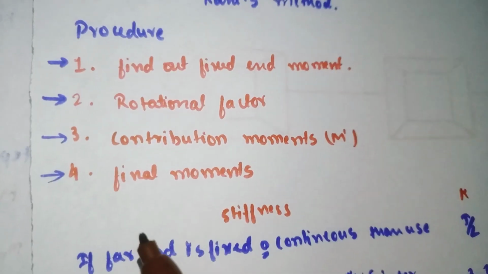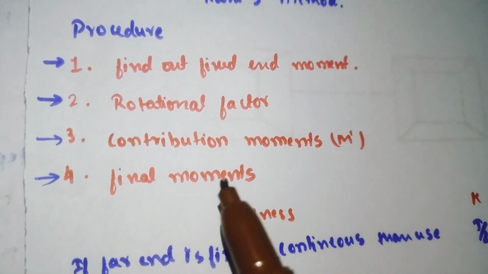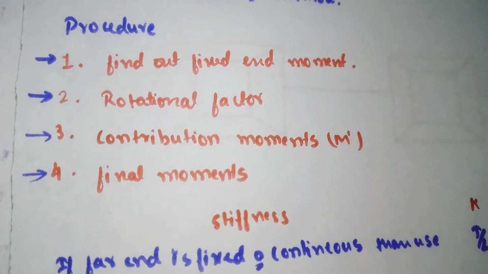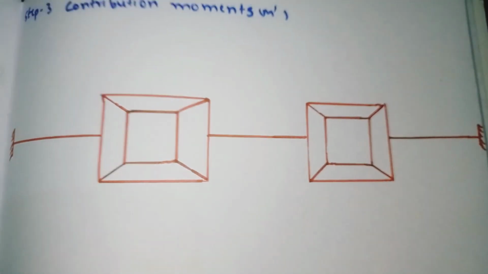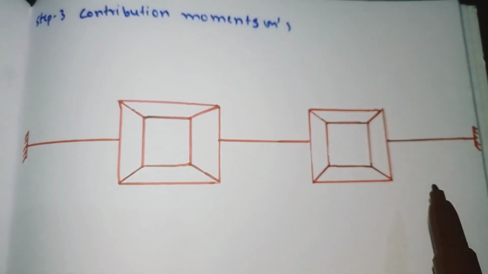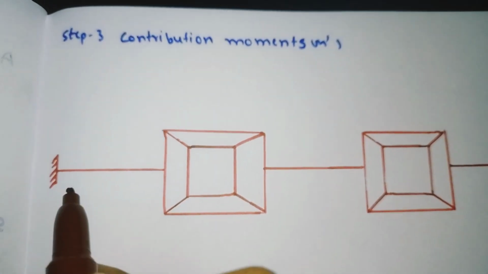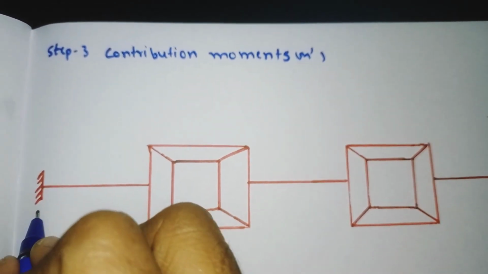Now our third step is to find out the contribution moment. It is nothing but rotation moment, it is also called. So now we'll see how to calculate this. For this we have to draw the diagram like this. Wherever a joint is there, we need to make the boxes like this. The first thing we need to write down is all the fixed moment values.